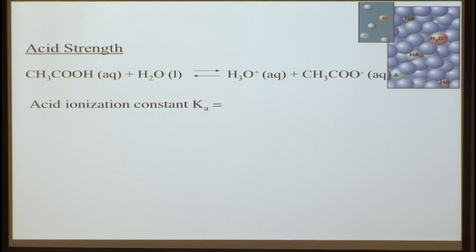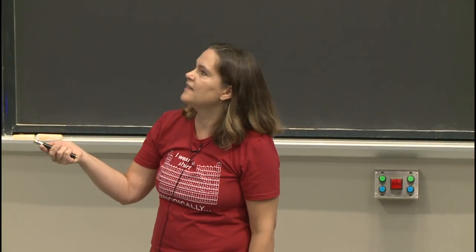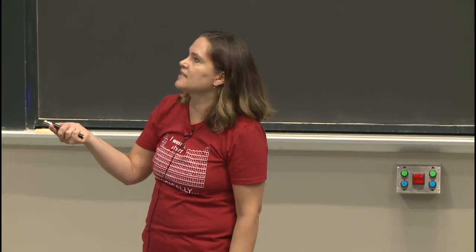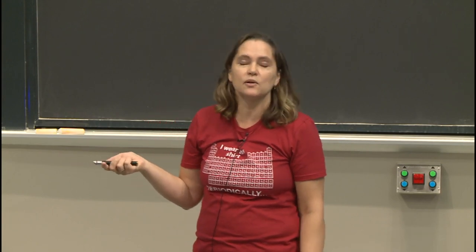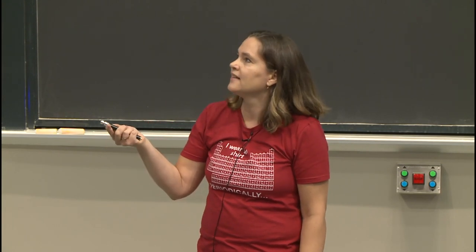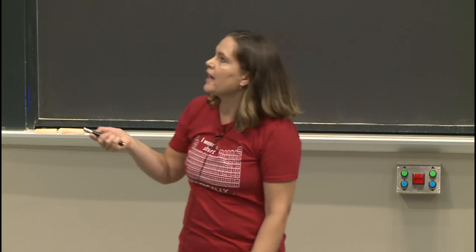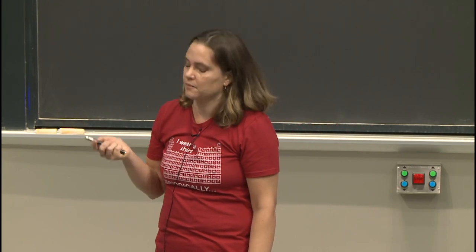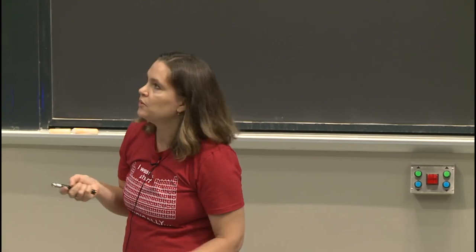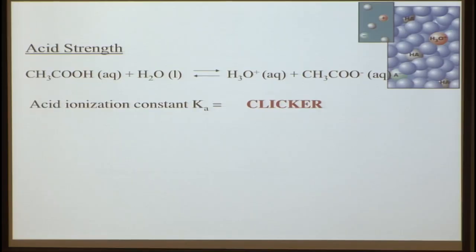And this one also gets a fancy name. In acids and bases, all the equilibrium constants get their own little names. And this is the acid ionization constant, Ka. So it's the equilibrium constant for an acid, Ka. So that's at least very easy to remember. So now, based on what you know about equilibrium constants, why don't you tell me the answer to this?